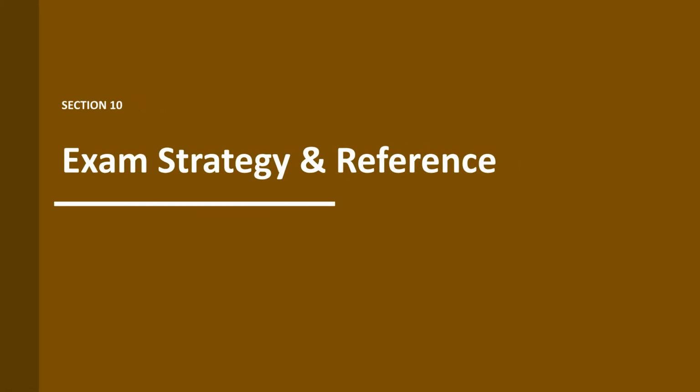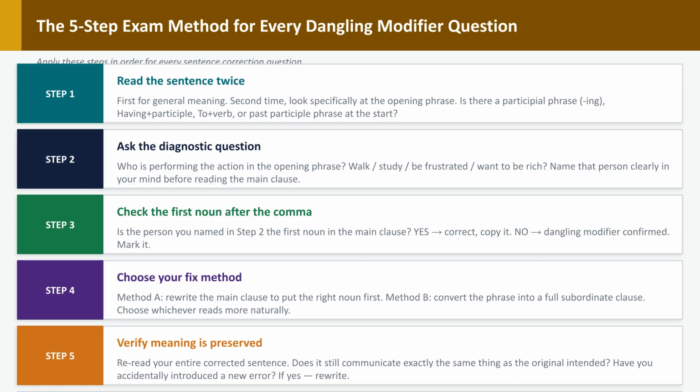We now enter Section 10, Exam Strategy and Reference. Here we summarize the 5-step method, common traps, and all 4 patterns for quick review. The 5-step method is your strategy for every dangling modifier question. Step 1, read the sentence. Step 2, ask the diagnostic question. Step 3, check the first noun. Step 4, choose your fix method. Step 5, verify the meaning is preserved.